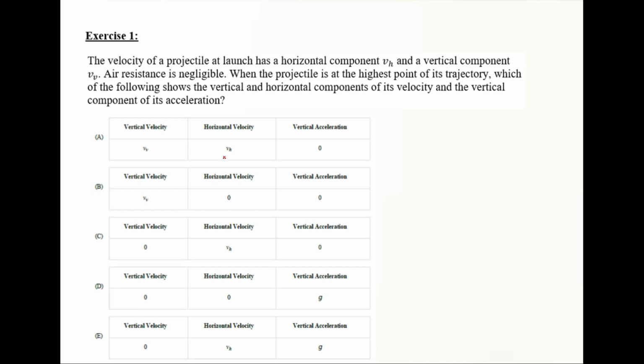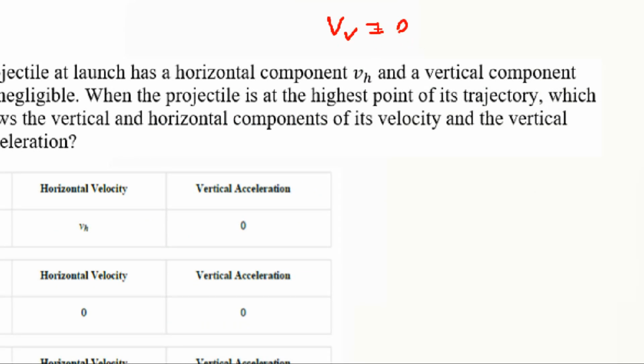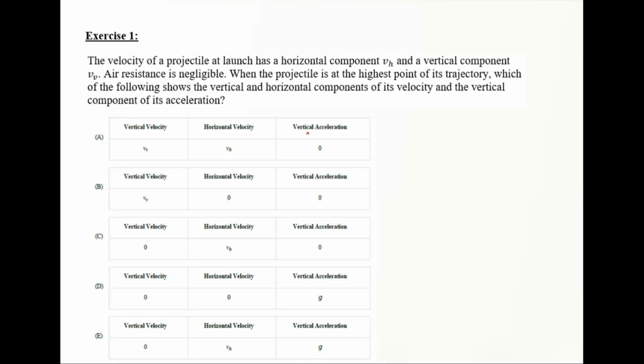Now, exercise 1. The velocity of a projectile at launch has a horizontal component vh and a vertical component vv. Air resistance is negligible when the projectile is at the highest point. We know that at the highest point, the only thing being affected is vv, which is set to be 0, vh is constant, and the acceleration is g. And we're talking here in this case about vertical acceleration or acceleration as a total. Which of the following shows the vertical and the horizontal components of its velocity and the vertical component of its acceleration? Then we're interested in the vertical and horizontal components of the velocity and the vertical component of the acceleration.